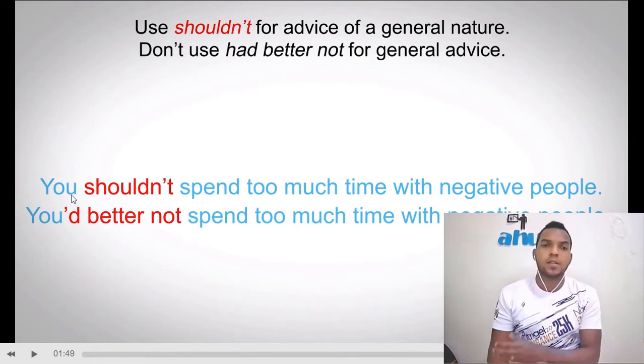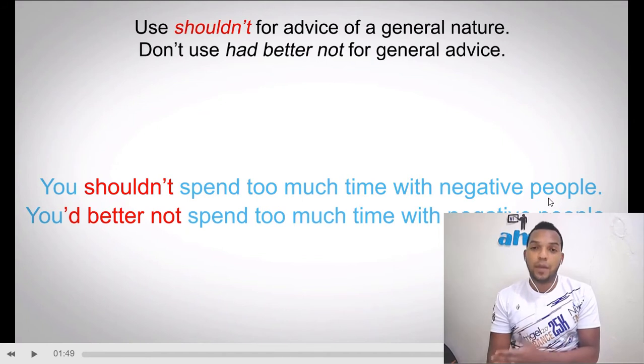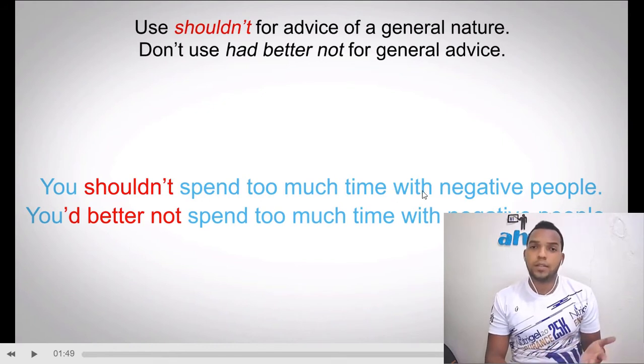Like in these sentences, you shouldn't spend too much time with negative people. What is this? This is a general advice. In this case, they are not giving you a warning. If you want to spend your time with them, it's okay. But this is just a normal advice that they are giving you. As you see, had better not is not used in this sentence. Okay?